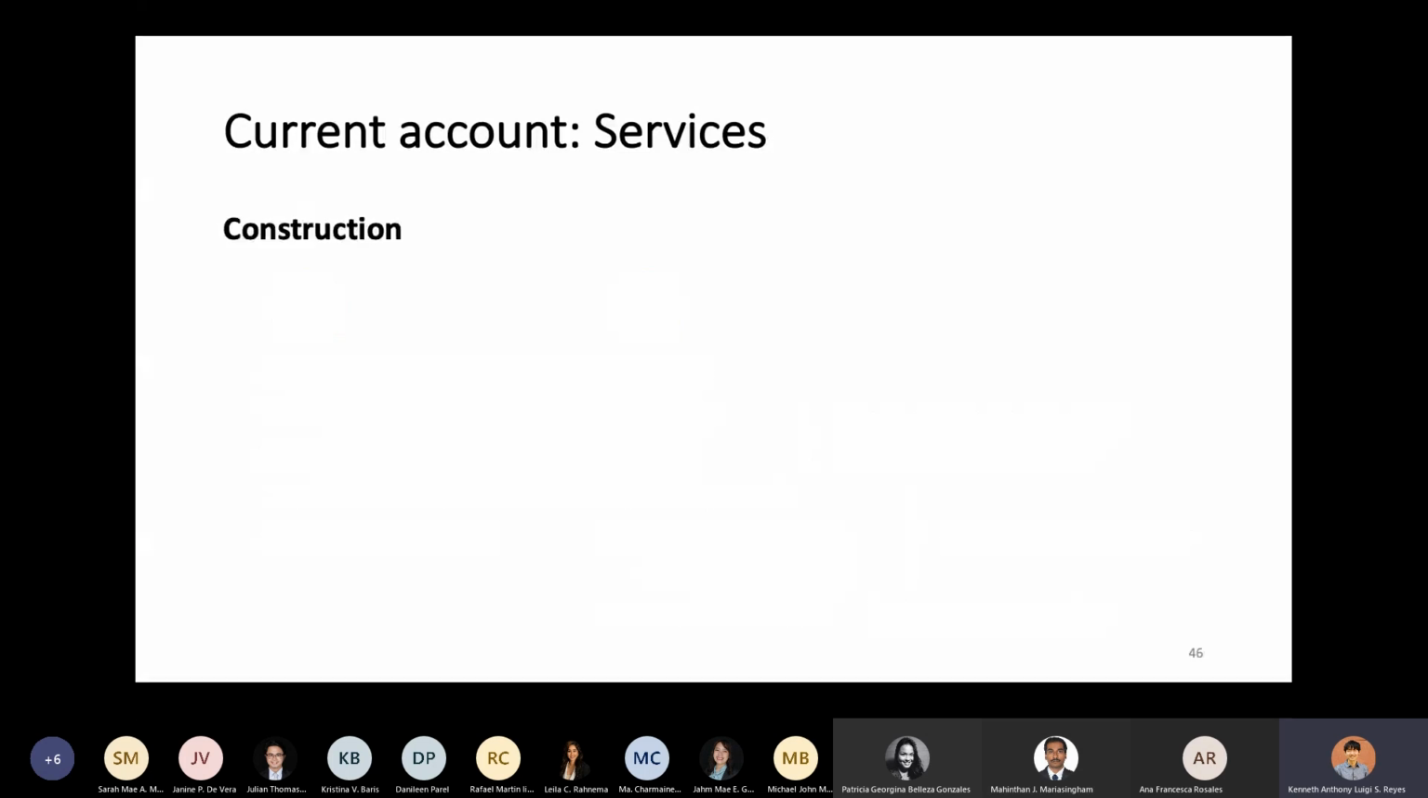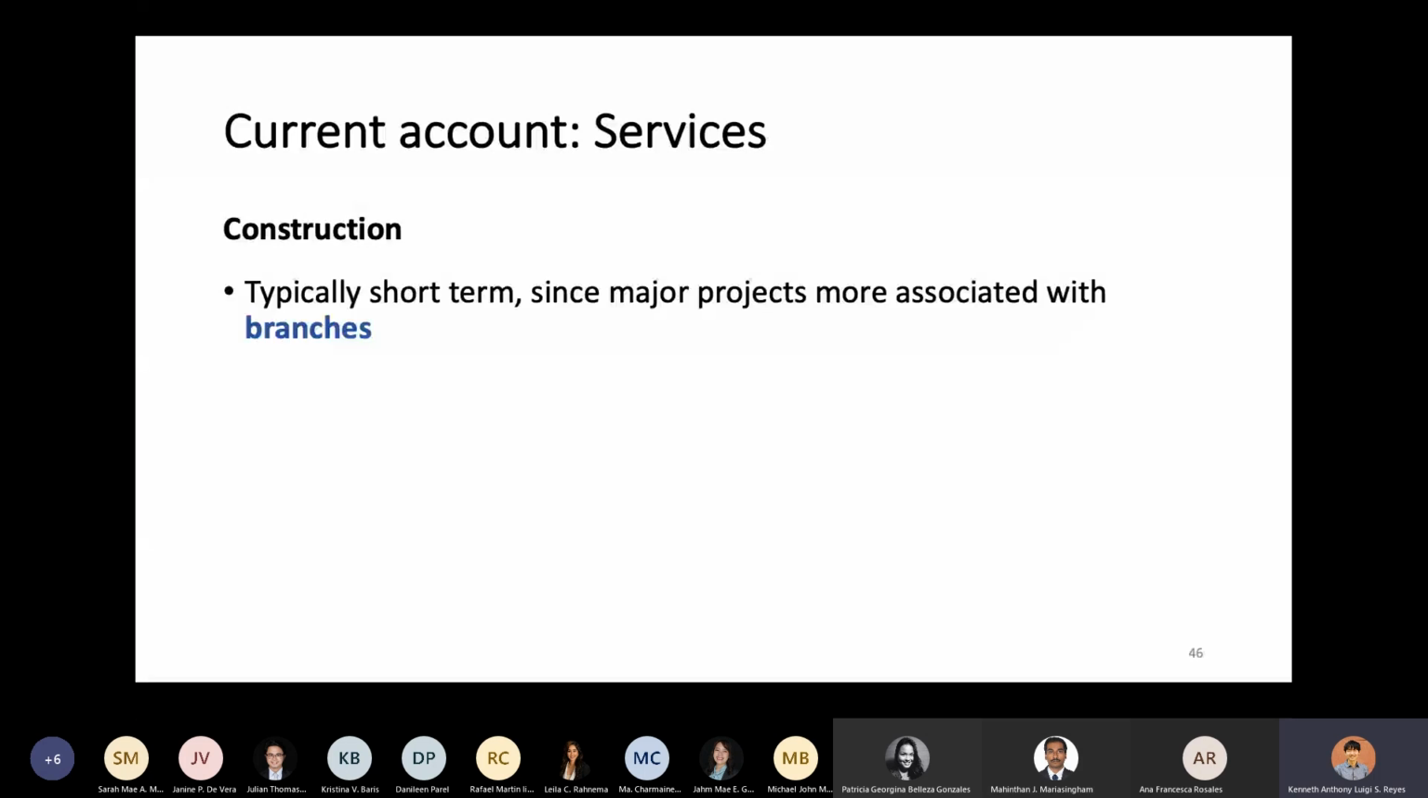Okay, construction. For construction services, these are typically short term since major projects are more associated with branches. And like we said, a branch, even if it is affiliated with a non-resident corporation, if we distinguish it as a branch, then it is treated as a resident unit, in which case it will drop out of the BOP. So when we say construction services, normally these are short-term projects undertaken by a resident and a non-resident.